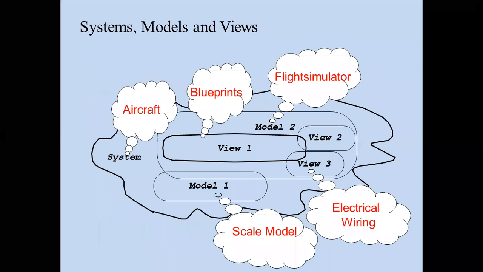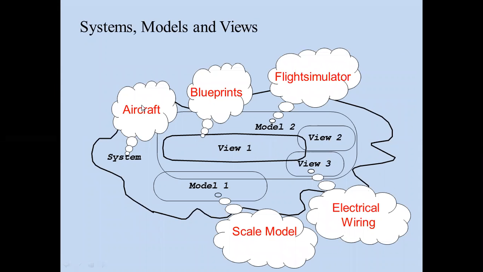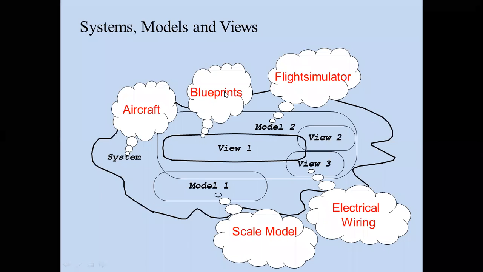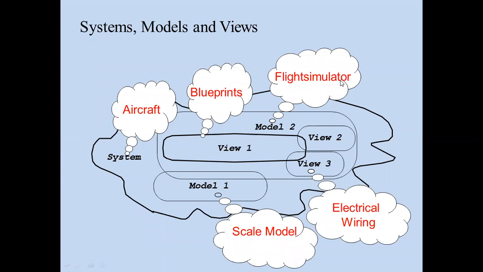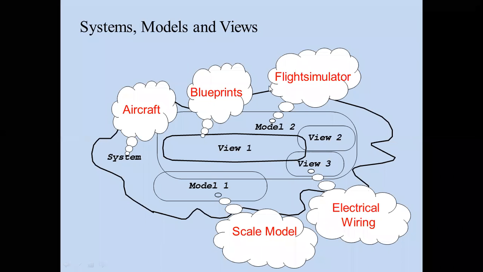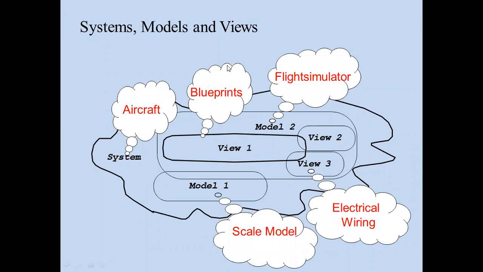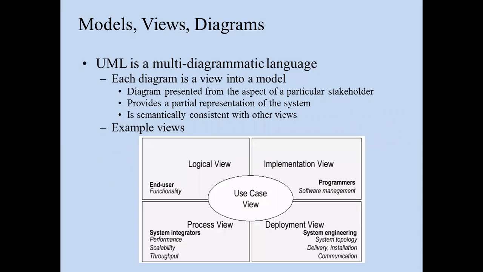So see the example. Here you can see the system, aircraft as a system. Then there are some views, like blueprints, electrical wiring, and there are models like scale model and flight simulator. This is a system. Then it consists of models and views. Here you can see the diagram for those models and views.